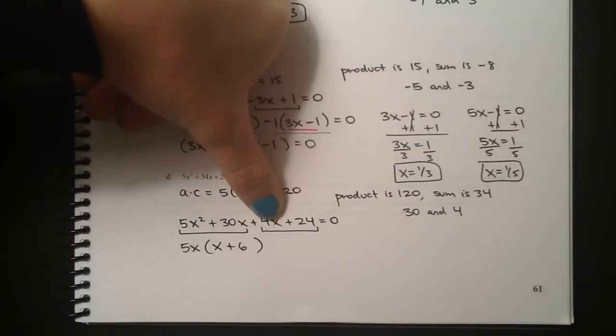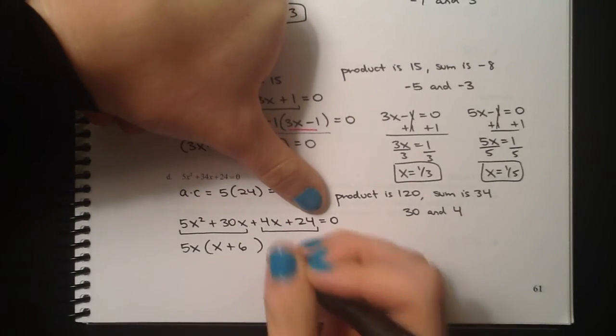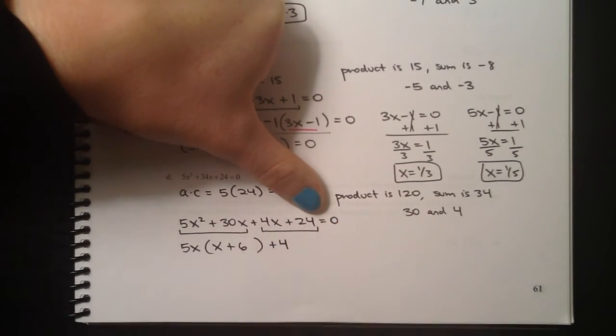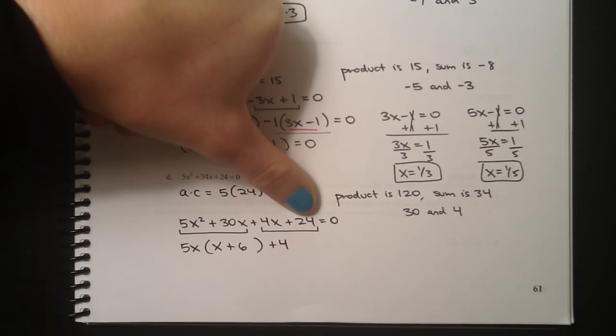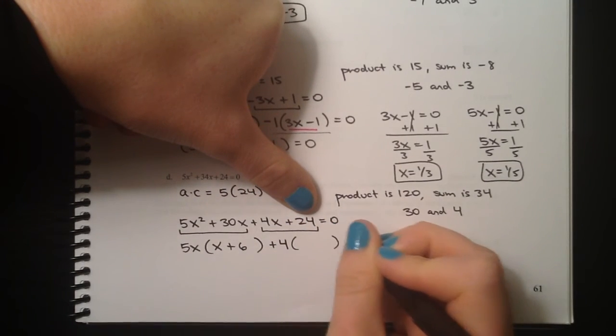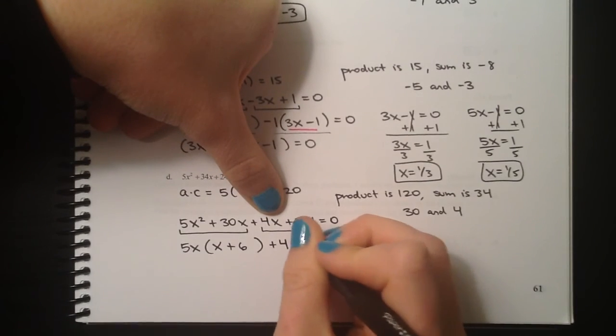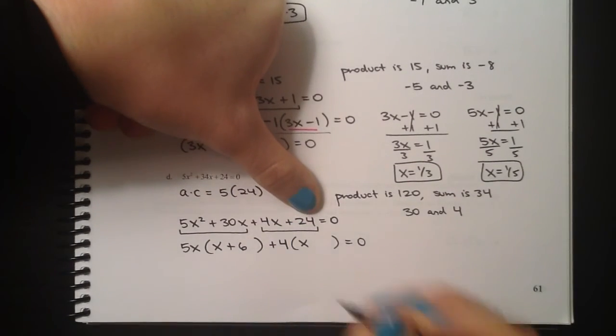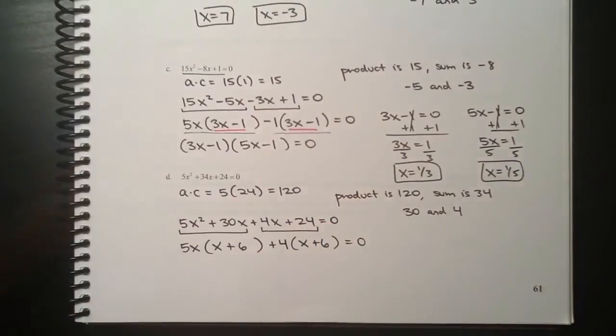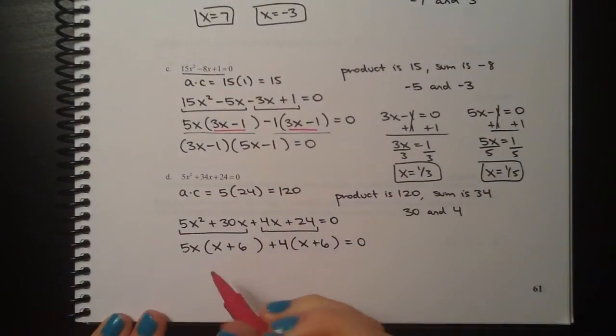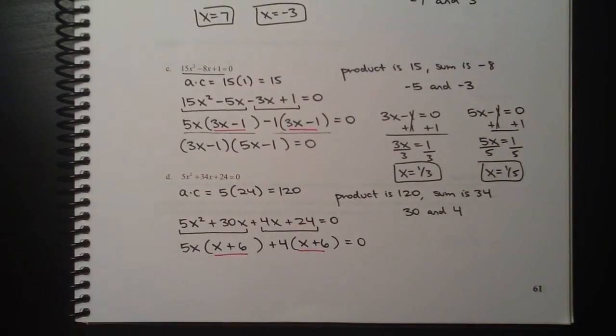Okay, now same technique over here. 4 and 24 both have a 4 in common. There's no common x because this one doesn't have one. So same thing, in parentheses, I'm going to write my leftovers. When I divide a 4 out of 4x, I just have an x. And when I divide a 4 out of 24, I have a 6. So just like I said with the last example, this is exactly what should happen in this step. You should have the exact same thing in parentheses.